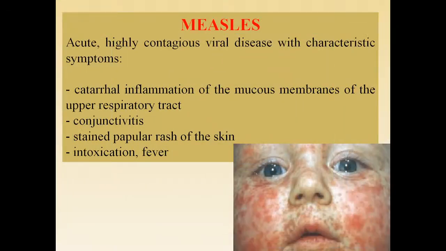So, about measles. Measles is an acute, highly contagious viral childhood disease with the following symptoms and characteristics: catarrhal inflammation of the mucous membranes of the upper respiratory tract, conjunctivitis, a spotty papular rash of the skin, and general symptoms: intoxication and fever.